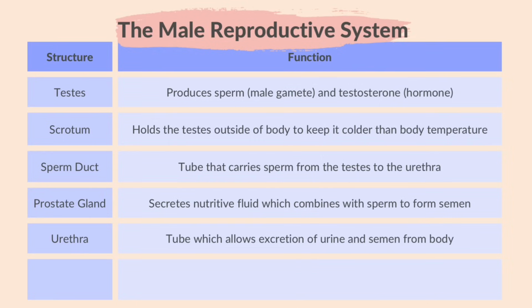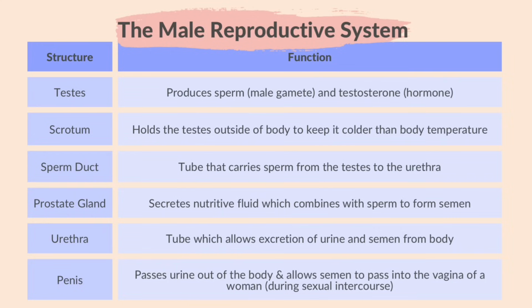The urethra is the tube which allows excretion of urine and semen from the body, but never at the same time. The penis passes urine out of the body from the bladder and allows semen to pass into the vagina of a woman during sexual intercourse.